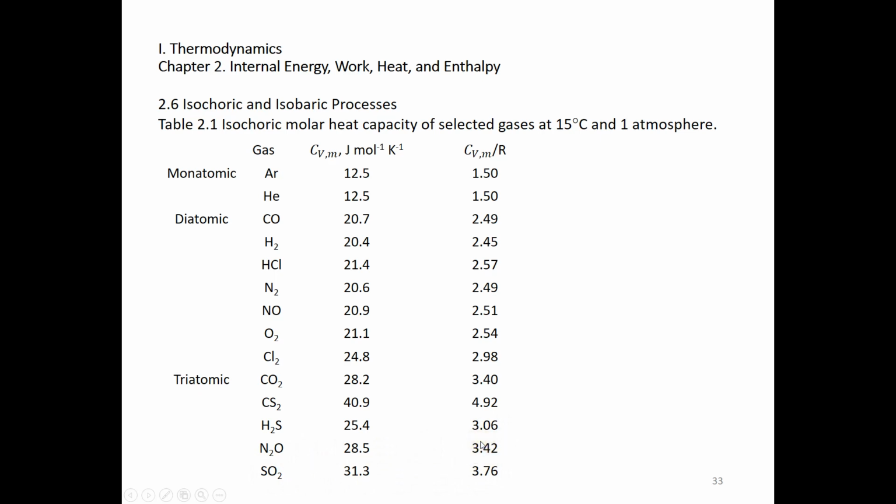Alright, what about CS2, carbon disulfide? I think this is much greater than 2.5 because of the very small vibrational spacing. I didn't do the actual calculations for this molecule, but this is a very large number. That usually tells you this molecule has a very small vibrational energy spacing.